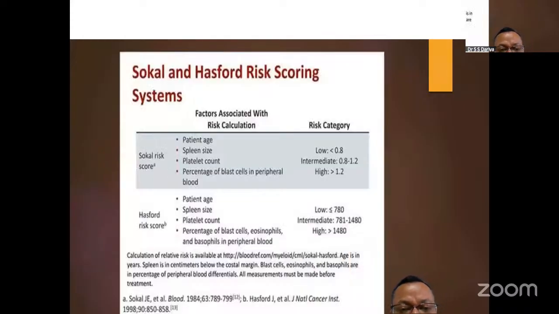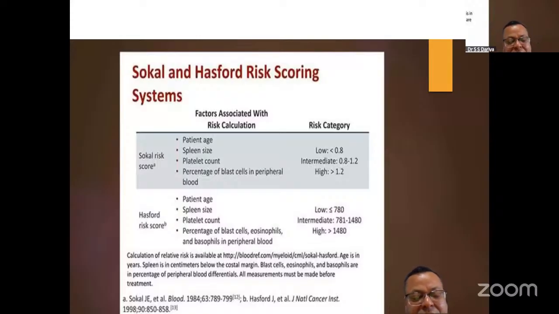In the Sokal and Hasford risk scoring systems, the Sokal risk score includes four things: age of the patient, the size of the spleen, the platelet count, whether there is thrombocytopenia or thrombocytosis, and how many blast cells are in the PBF. They categorize on the basis of these into low or high risk. If the score is less than 0.8, it is low; between 0.8 and 1.2, it is intermediate risk; and more than 1.2 is high risk.